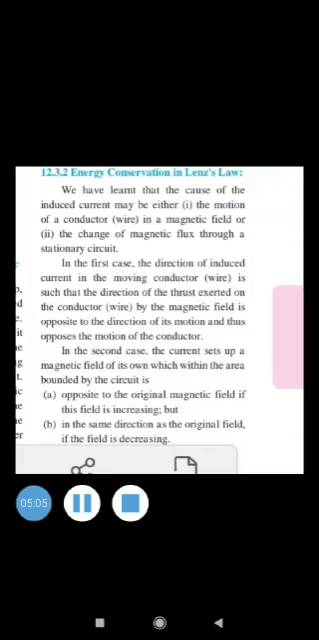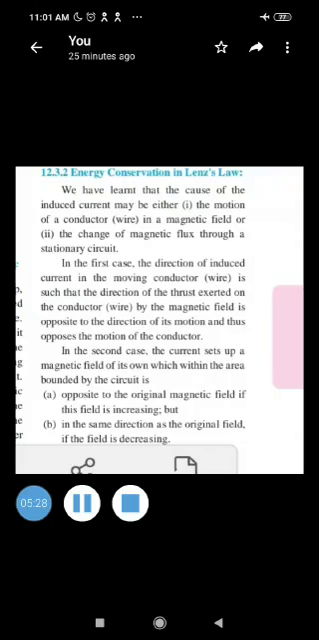Second cause, change in magnetic flux through a stationary circuit. In the two coils experiment, both coils are stationary, but whenever there is a change in the current in the first coil, an EMF is induced in the second coil, and the galvanometer shows a deflection. Therefore, there is a change in magnetic flux through the stationary coil. These are the causes of induced current.